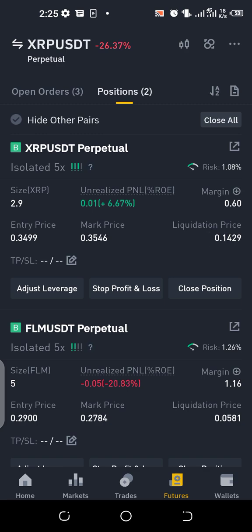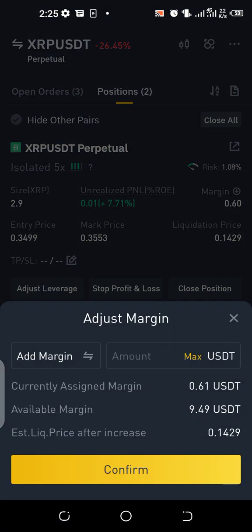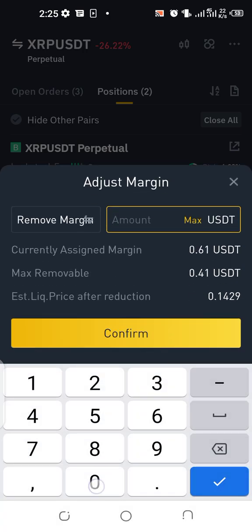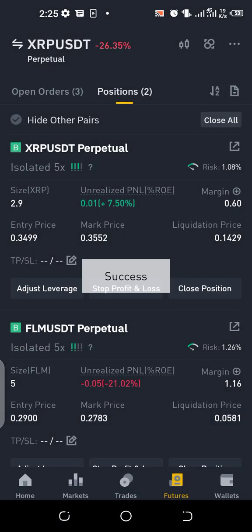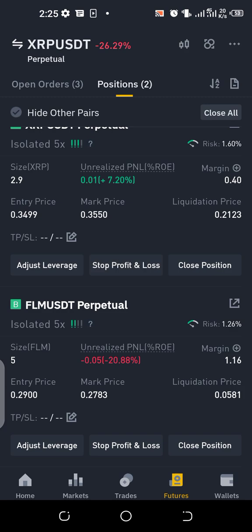All right, and the margin will change because what I've just bought now will be added to the margin. Now in 5 times leverage, I can afford to remove another 0.2 to place a second order. You see now the liquidation price has come up to 0.2123, which is about 60% of 0.3499.